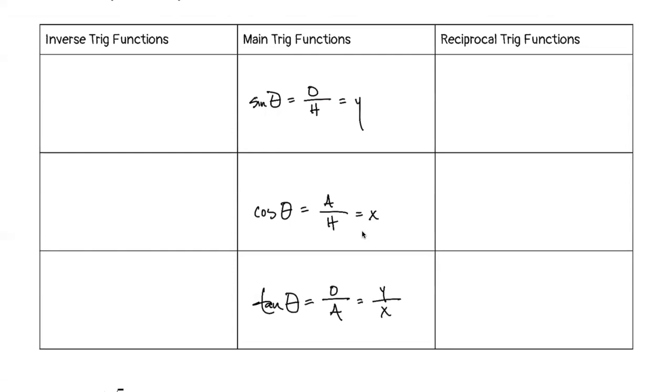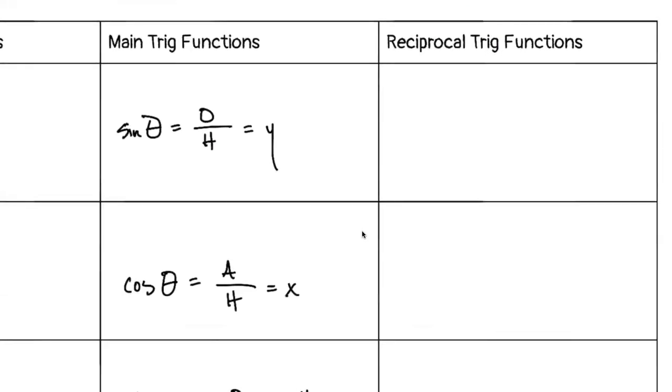Now, just to kind of plant some seeds for what you're going to watch in the first part of the 5.3 video, if we have sine, what is the reciprocal function for sine? What did we define as the reciprocal function? Yeah, cosecant, right? So cosecant theta wouldn't be O over H. It would be hypotenuse over opposite, right? But then we wouldn't be looking for the Y values. What would we be looking for?